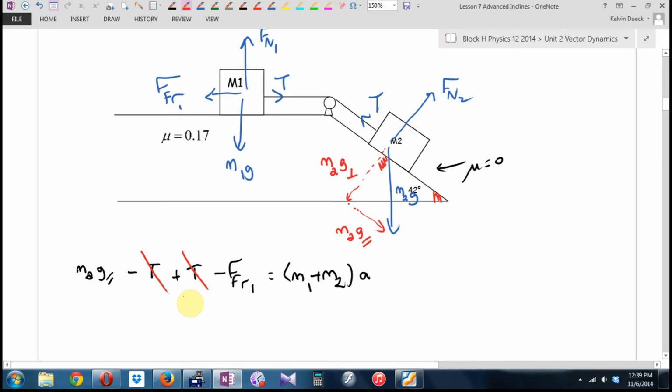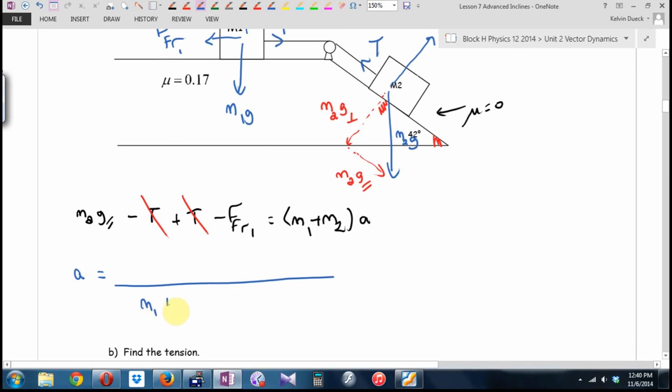What did they want me to find? What were they asking me to find? Now, I don't think the masses cancel this time. How would I get the A by itself? Divide by the bracket. So as an expression, I'm going to have A equals, it's all going to be over M1 plus M2. I have M2G parallel. That's going to be M2G sine 42. And then I have minus friction.